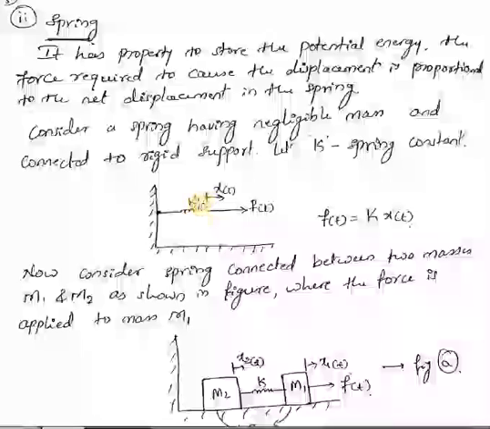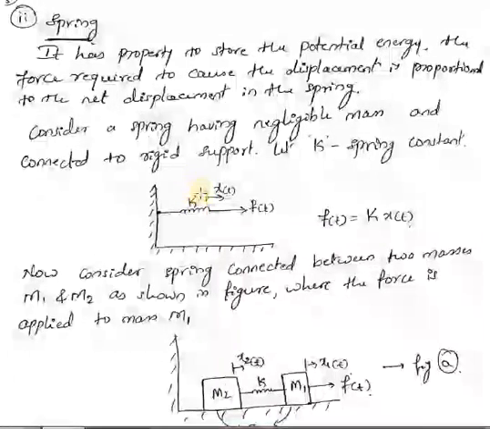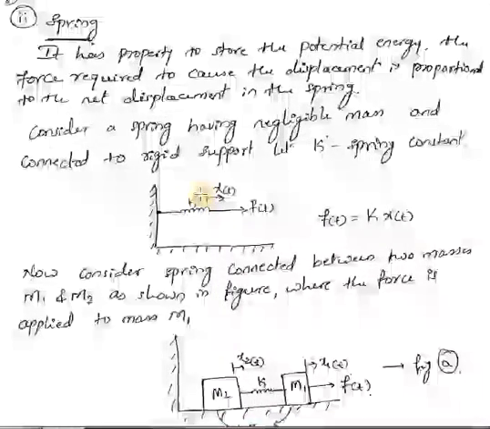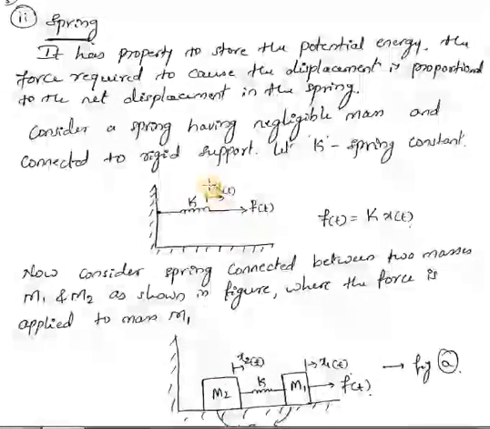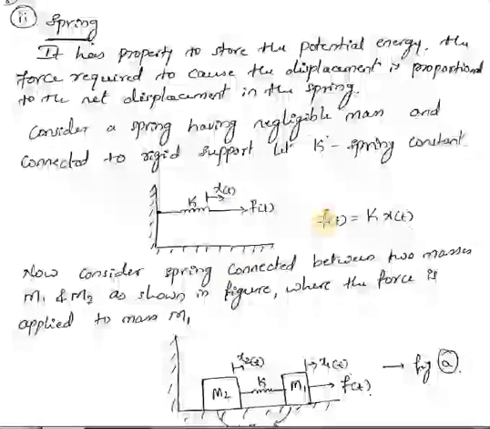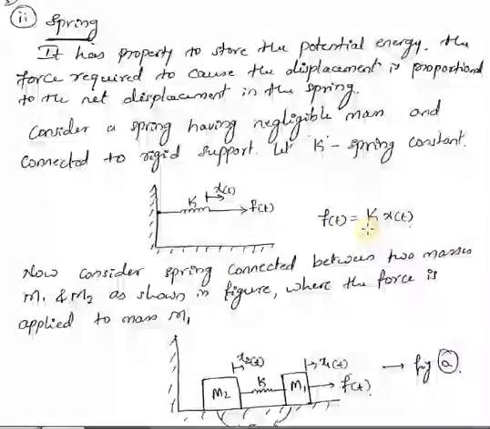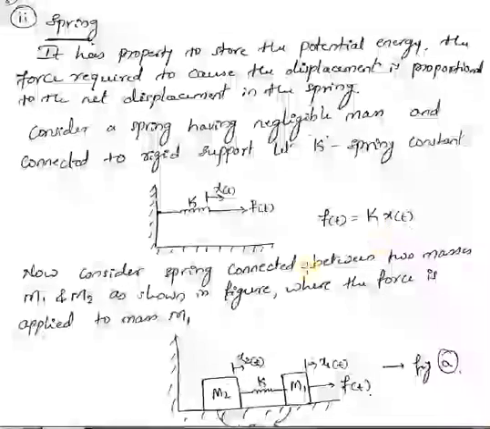So if you consider a spring K, where K is the spring constant, or you can say spring stiffness, and if you apply f of t at this end, it will have x of t, that is the displacement. And you can write the equation as f of t equal to k into x of t.